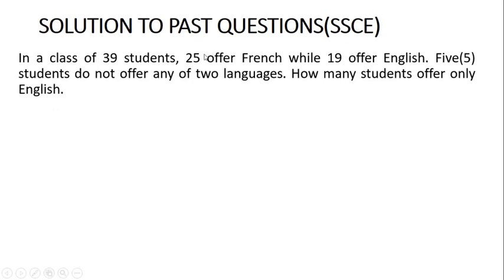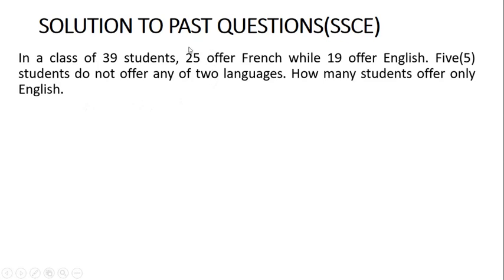In a class of 39 students, 25 offer French, while 19 offer English. 5 students do not offer any of the 2 languages. How many students offer only English? Now, this question has to do with a Venn diagram. As we proceed, you will understand what it means when we talk about a Venn diagram.